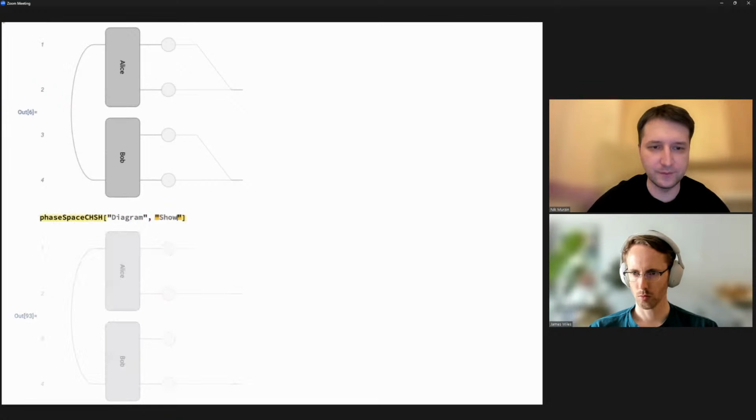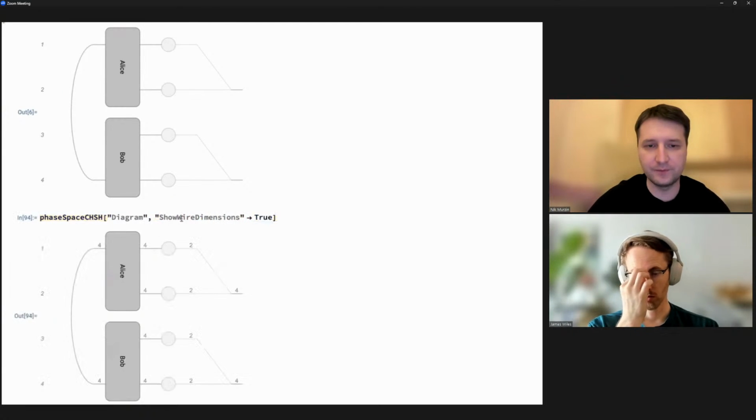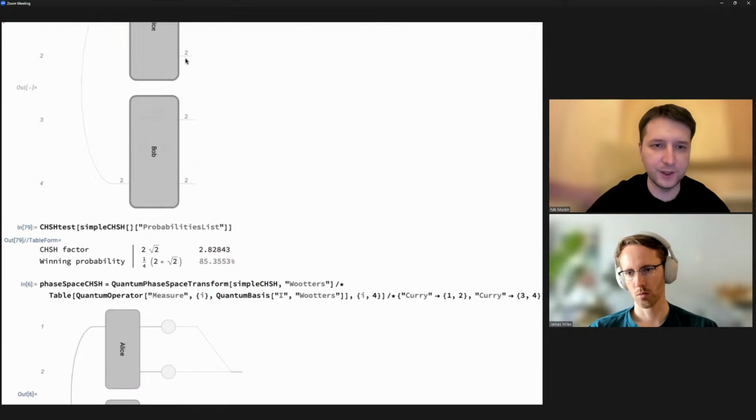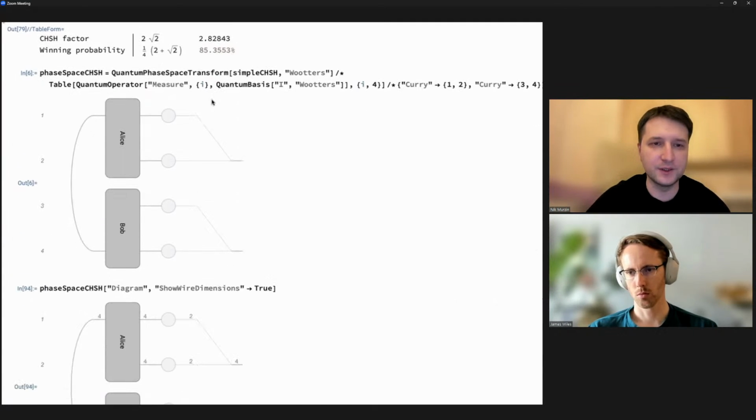Let me show the wires, dimensions on the wires. Okay, so while before we had these two-dimensional wires, which naturally corresponded to qubits, our two-dimensional quantum states, we essentially want to convert this circuit to phase space, right?